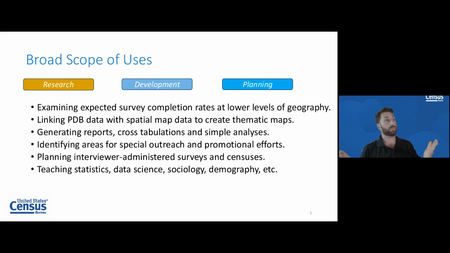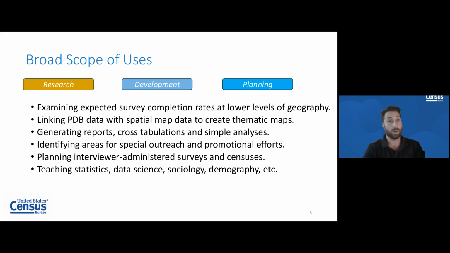So how can you use the planning database? There's a number of different ways you can actually use it for your own purposes, but here are just some examples that might be particularly relevant. You can use it to examine expected survey completion rates at lower levels of geography.